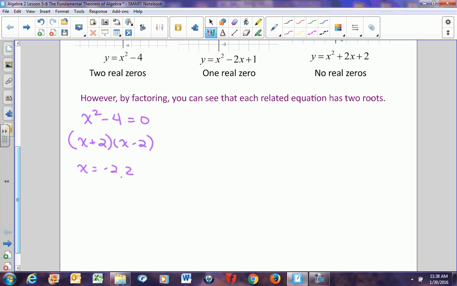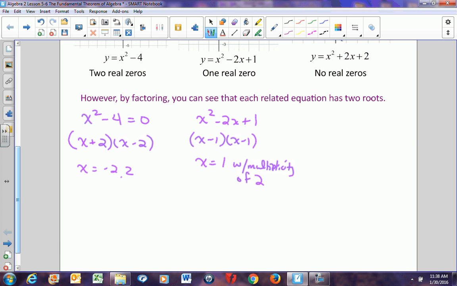If we look at x squared minus 2x plus 1, I can factor this as well, because this factors to x minus 1 times x minus 1. So x equals 1 with a multiplicity of 2, because 1 shows up twice.